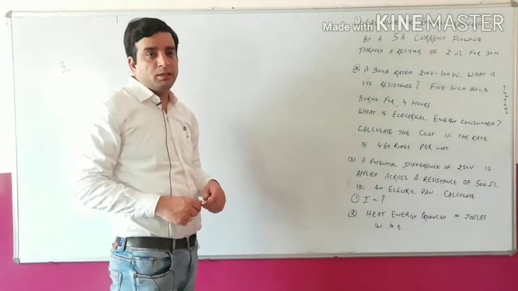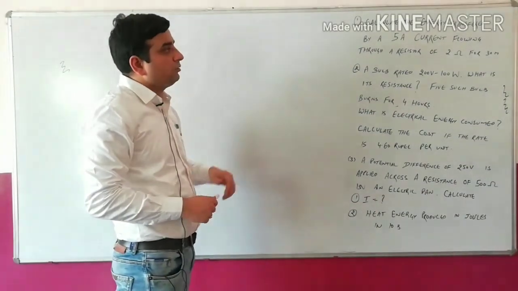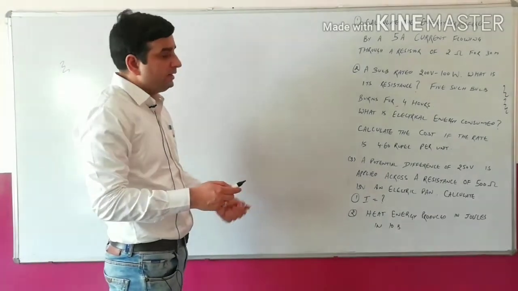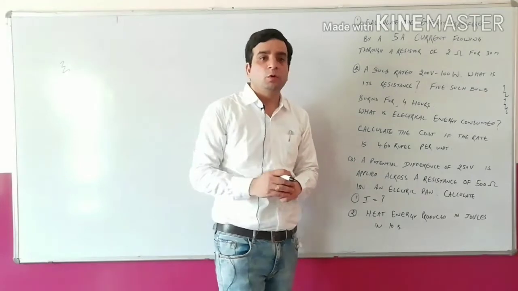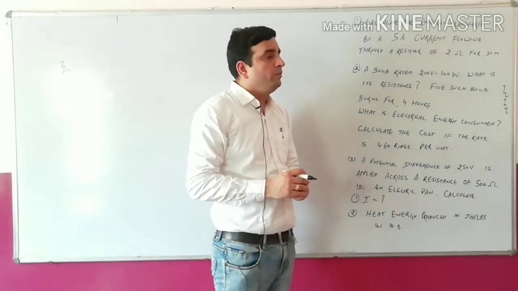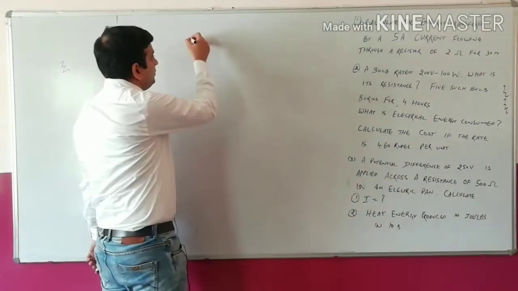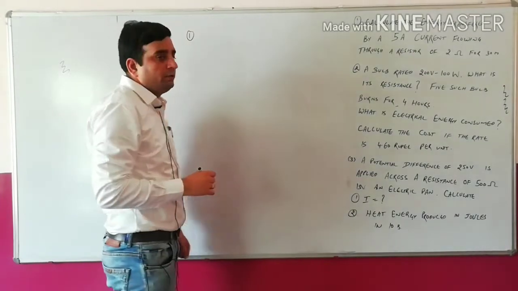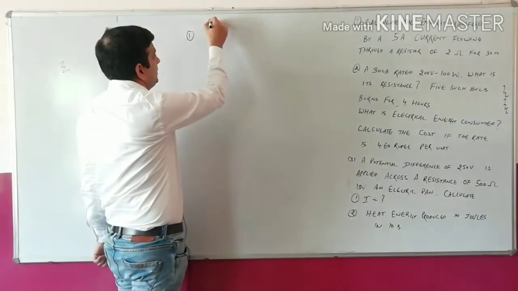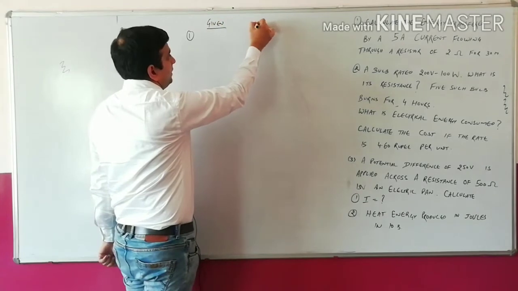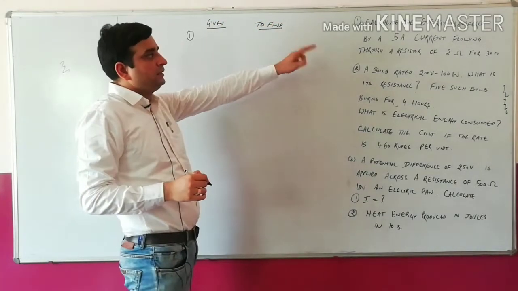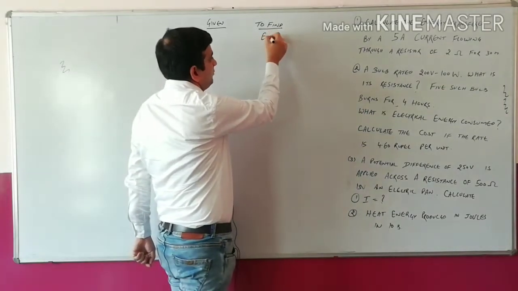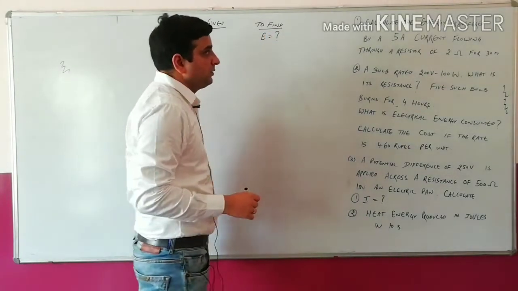In the first numerical, we have to calculate the energy transferred by a 5 ampere current flowing through a resistor of 2 ohm for 30 minutes. So how can we solve this numerical? First we will follow the same pattern: what is given and what we have to find out. So calculate the energy transferred. What we have to calculate is the energy transferred by a current.